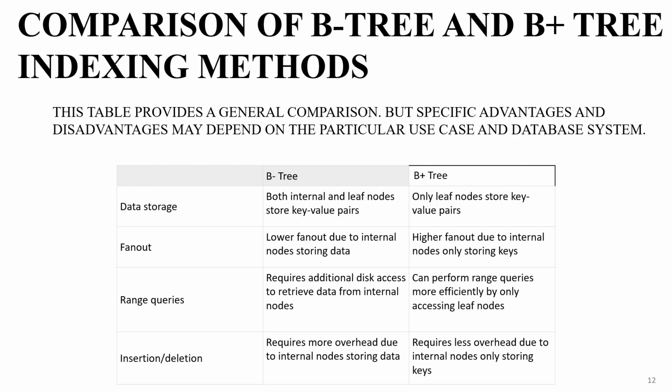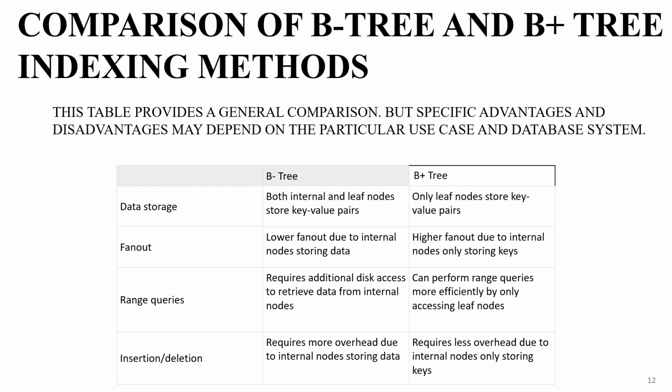Comparison of B-tree and B plus tree indexing methods. This table provides a general comparison, but specific advantages and disadvantages may depend on the particular use case and database system. As you can see, this is the comparison between the B-tree and B plus tree. Data storage: both internal and leaf nodes store key-value pairs in the B-tree. In the B plus tree, only leaf nodes store key-value pairs.